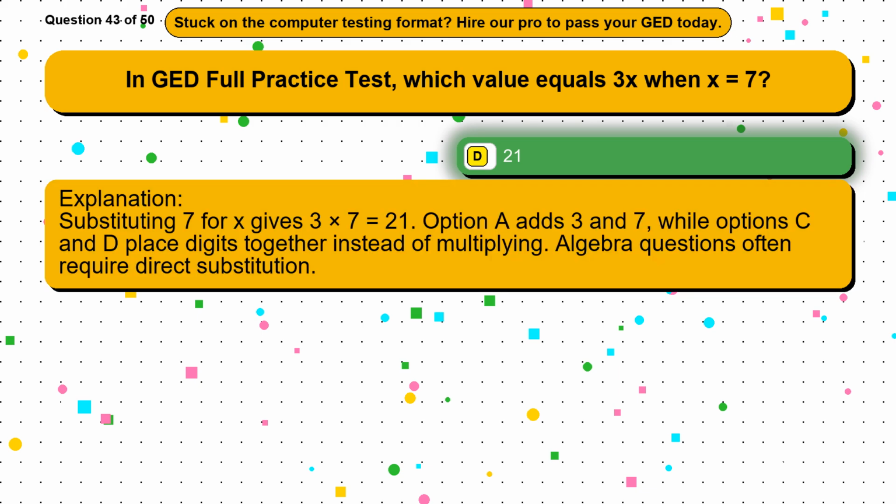Substituting 7 for x gives 3 times 7 equals 21. Option C adds 3 and 7, while options A and B place digits together instead of multiplying. Algebra questions often require direct substitution.